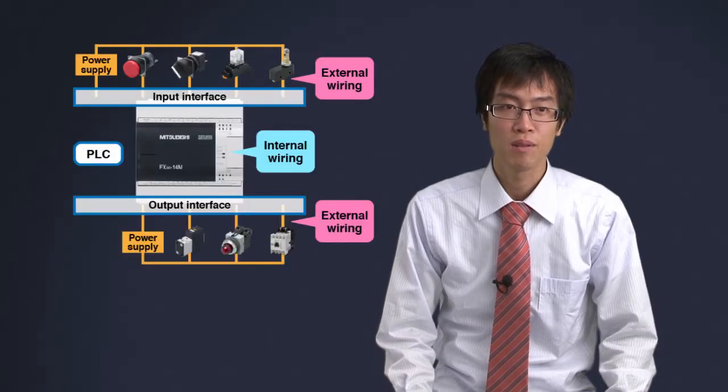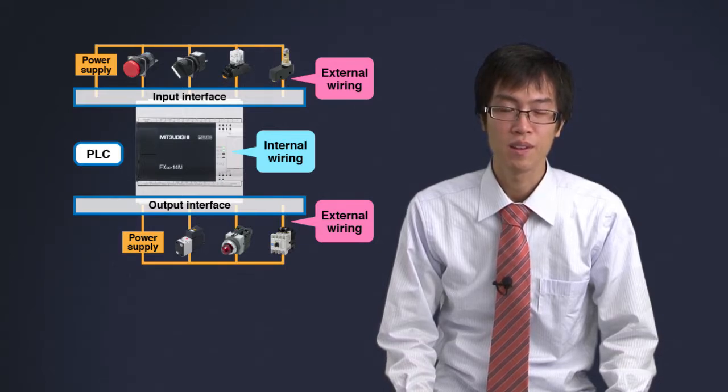A PLC has internal wiring and external wiring. Internal relays and terminals are connected inside of the PLC. We call this internal wiring. And external wiring refers to the connection between external devices and the terminals of the PLC.